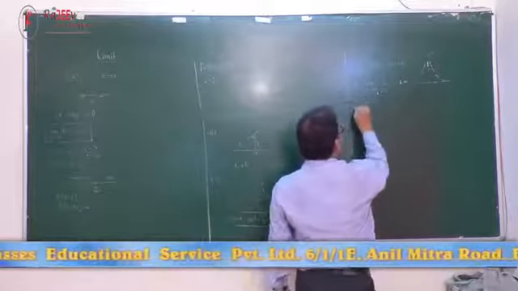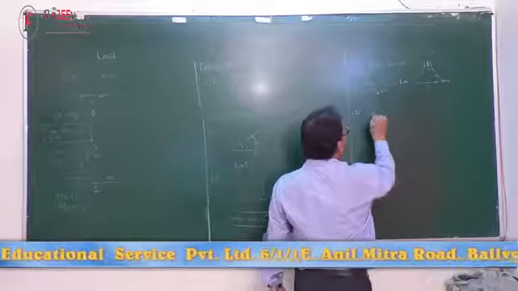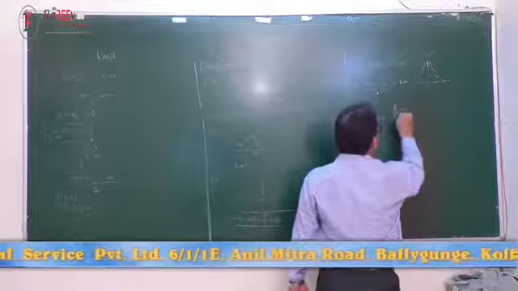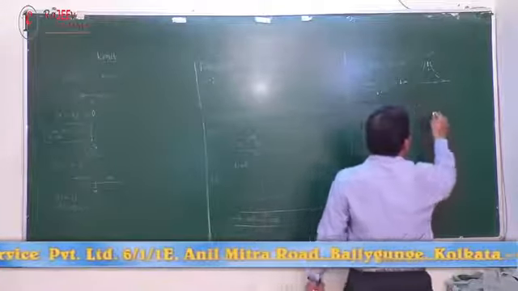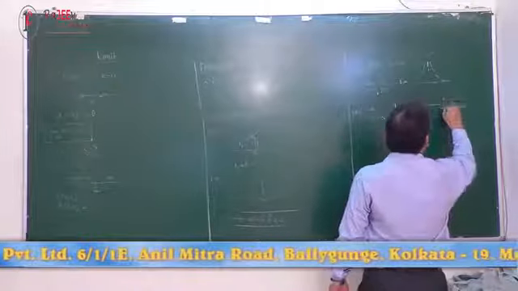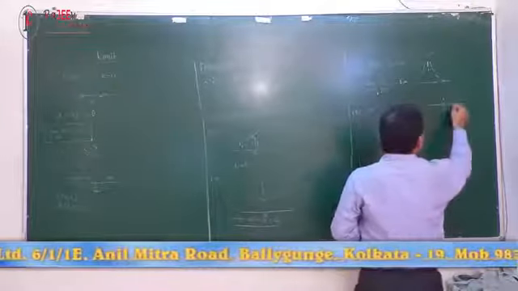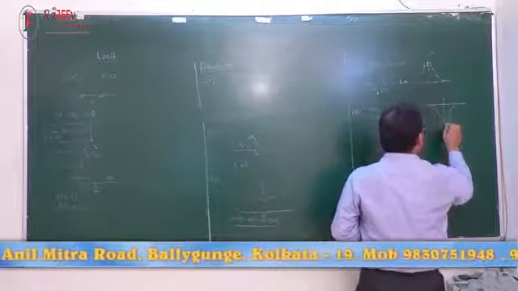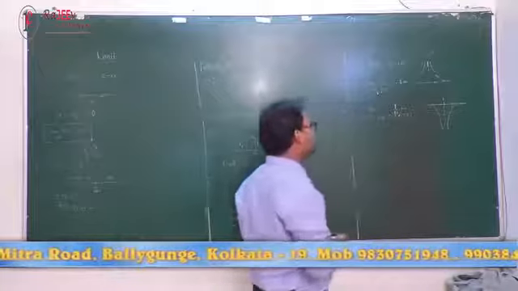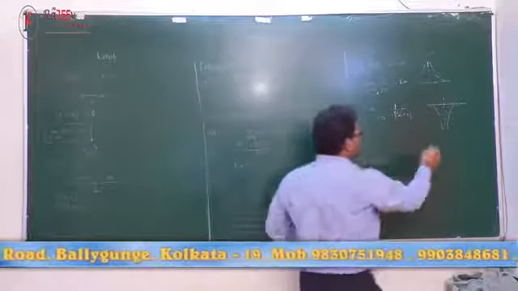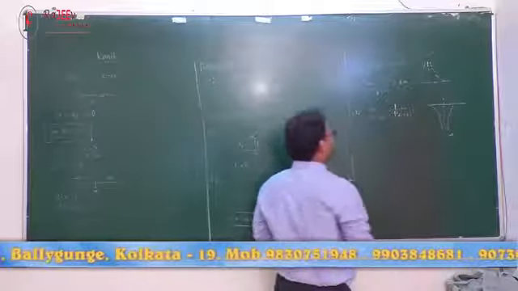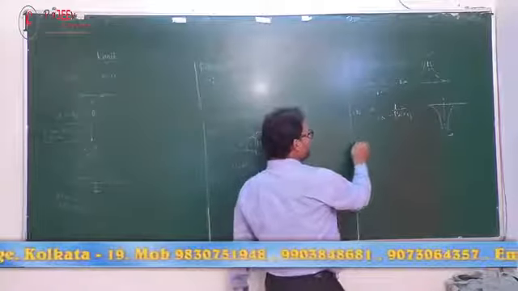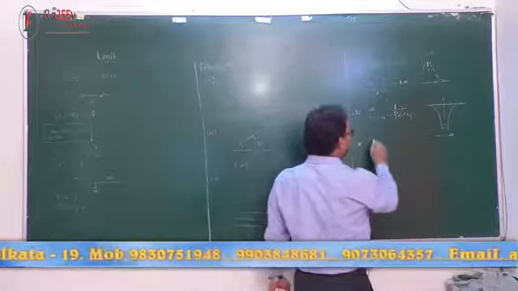Now I am taking another example, limit x tends to 0, 1 by minus of mod of sine of x. Now this function has a nature like this. That means from both the left as well as the right tendency, the function is going to minus infinity. Then we say that this function also has a limit, and the limit value of the function is minus infinity.